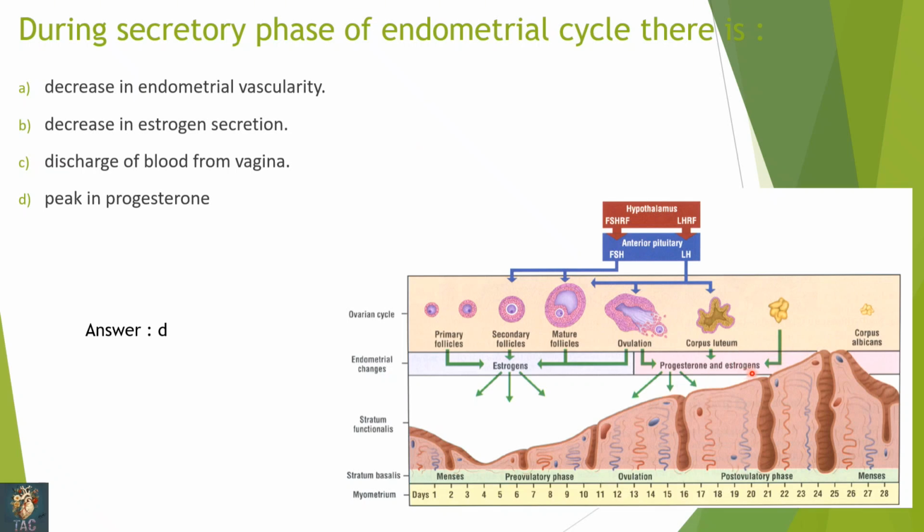In this diagram you can also see the secretory phase, and in the secretory phase high levels of progesterone are present along with estrogen. Both estrogen and progesterone are increased, but the level of progesterone peaks in this phase, and it causes secretory changes in the endometrium. So the correct option is D.